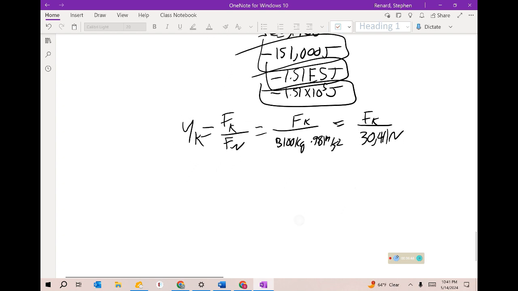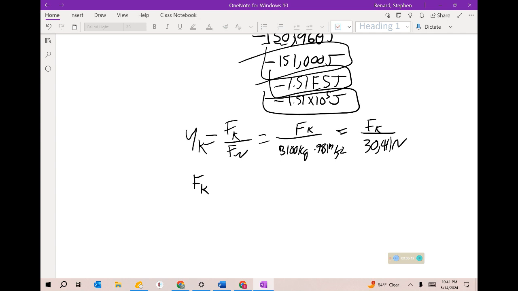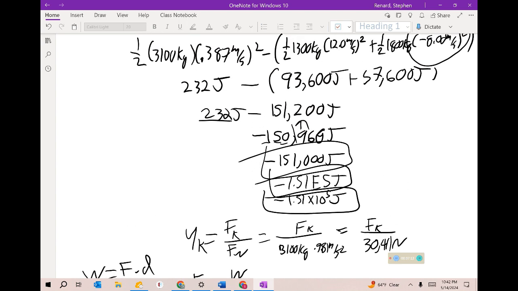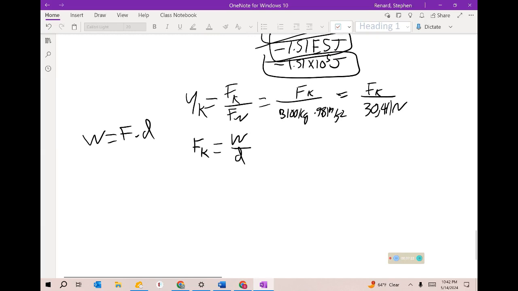So how are we going to figure out the force of kinetic friction? And this takes a bit of thought, and it's something we have gone over. We know that work is force times distance. So the force of kinetic friction is the work done by friction divided by the distance. Well, how much work did friction do? Well, when the Zambonis collide and start moving, they have a total energy of 232 joules, which means that the work that friction did was it stopped that.